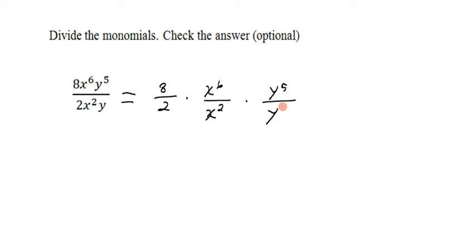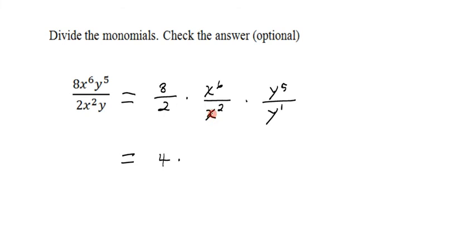Uh-oh, we don't see an exponent there. Well, when you don't see an exponent, it's not a bad idea to go ahead and write in 1. If there's no exponent shown, it's understood to be a 1. Now, to simplify just the numbers, it's easy enough. 8 divided by 2 is 4. And then to simplify the x's, well, what do we do here? x to the 6th over x squared.